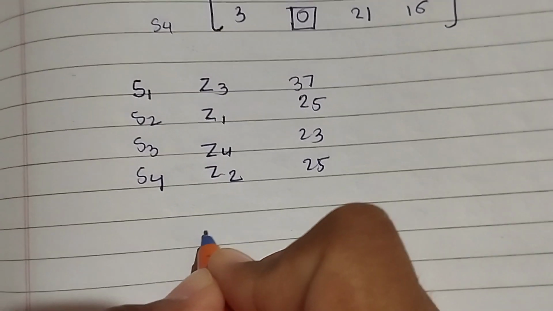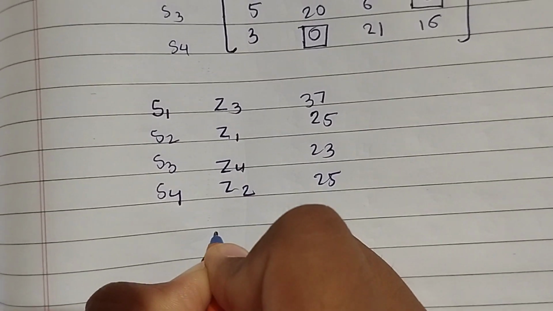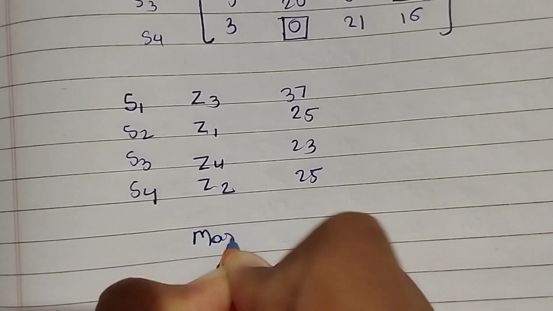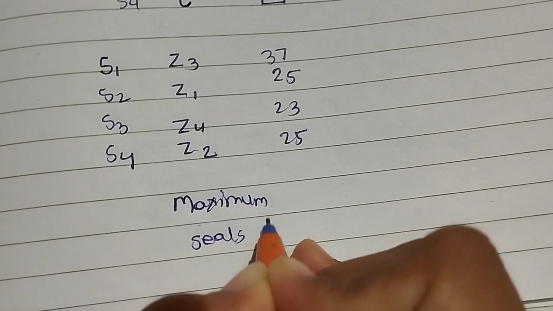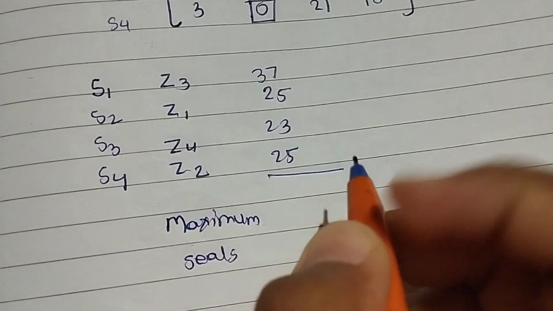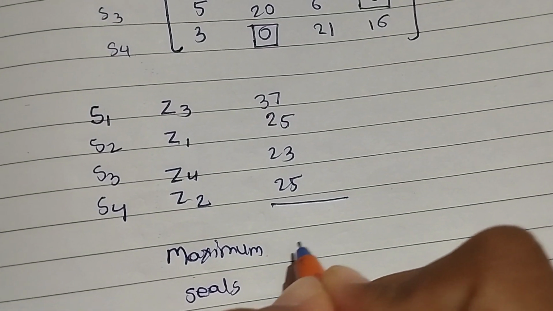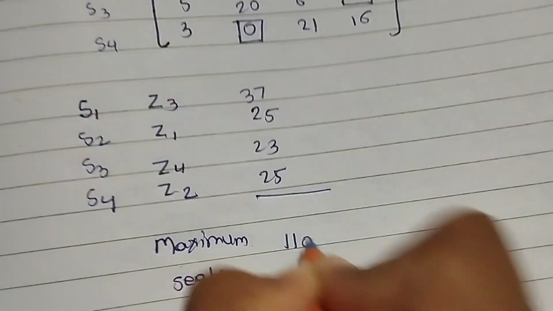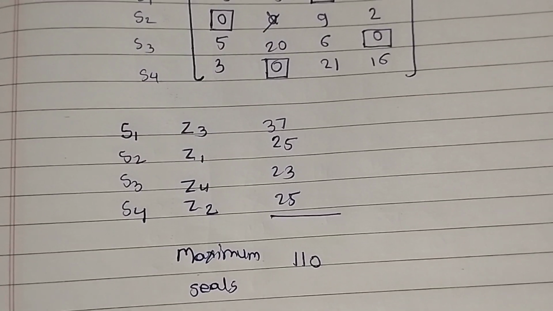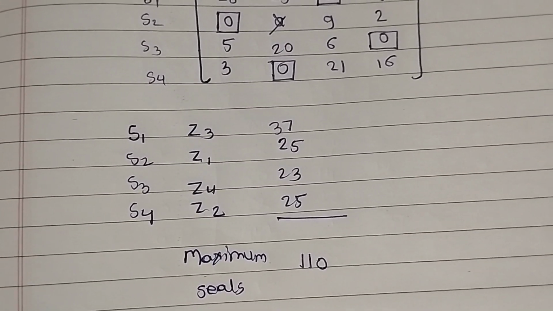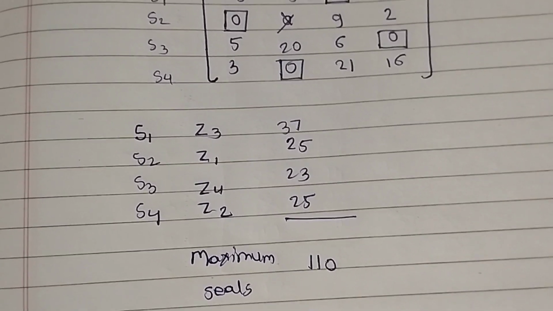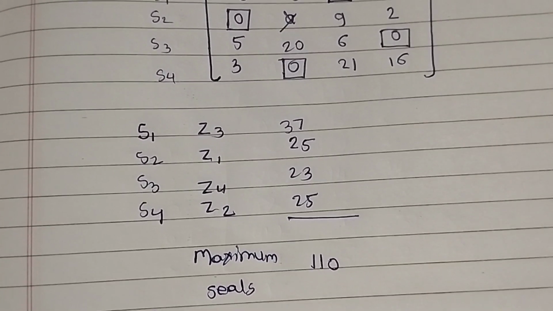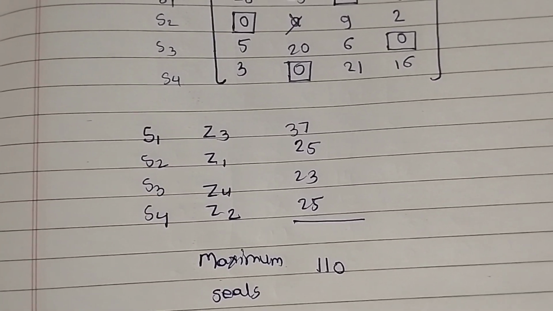So the maximum sales is equal to the summation of all the costs, which is 110. So I hope you all get the idea about how we find the minimum or the maximum values for the given cost matrix.